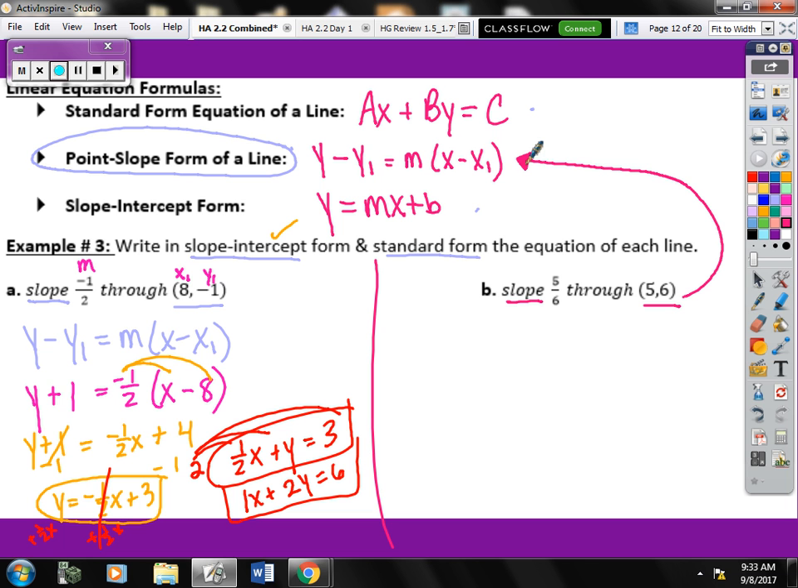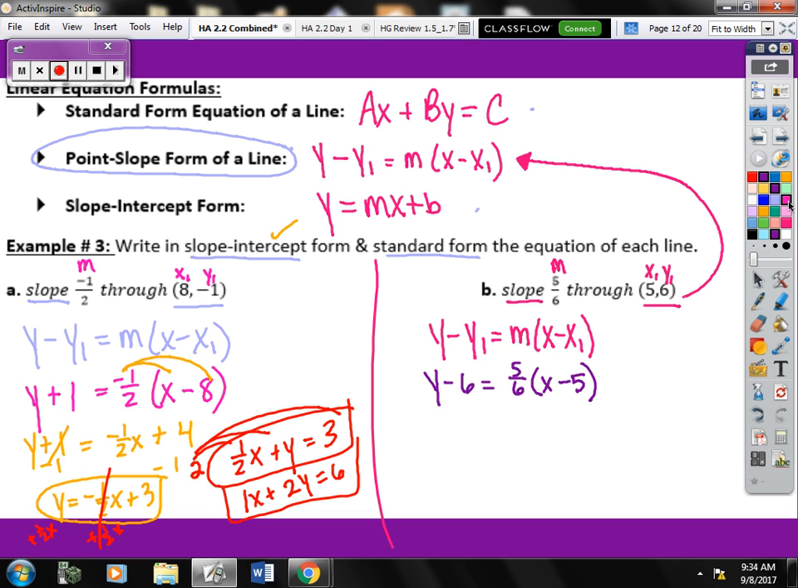Okay, so I'll start with that. y minus y1 equals m times x minus x1. And I'll plug in my slope for m. My point is my x1, y1. So I'll have y minus 6 equals 5/6 times x minus 5.